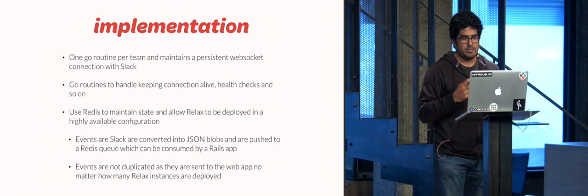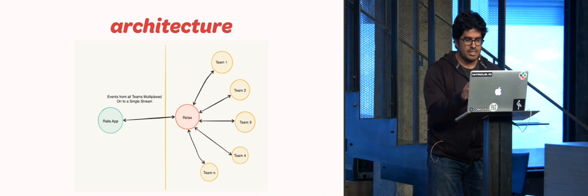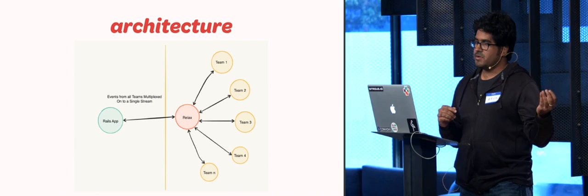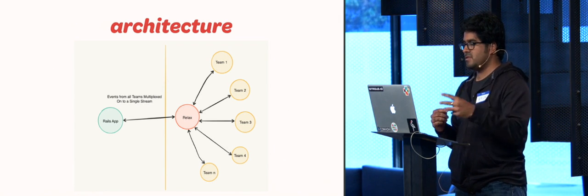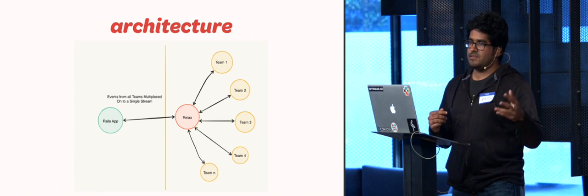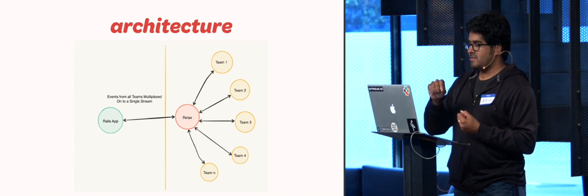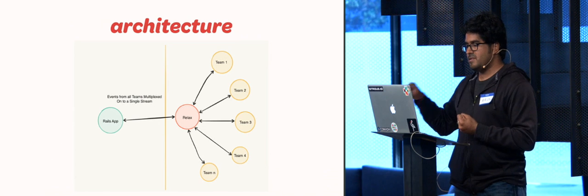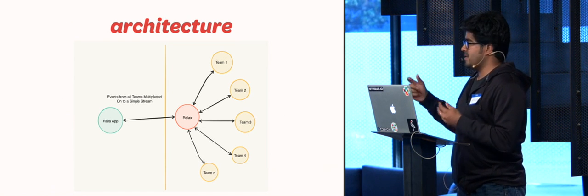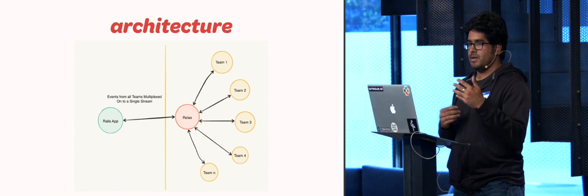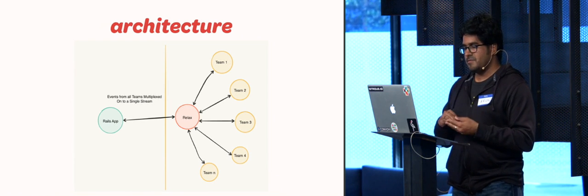A little bit about the actual implementation itself. In this particular example, whenever a new Slack team signs up to your service and instantiates a new instance of your bot within that team, the Rails application sends a message to Relax via Redis, which is basically just a JSON blob containing some information about what the team ID is, the token, and stuff like that.